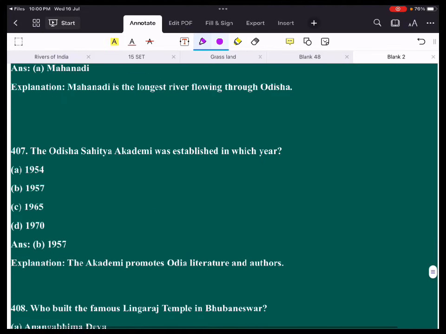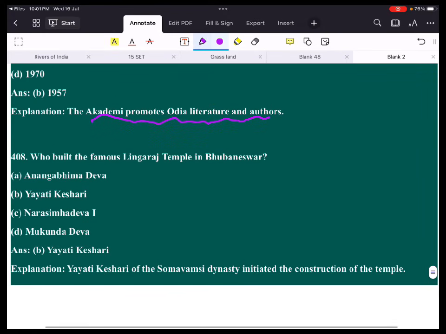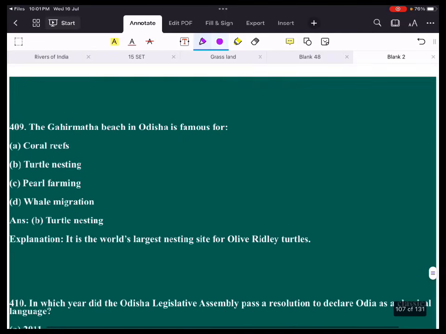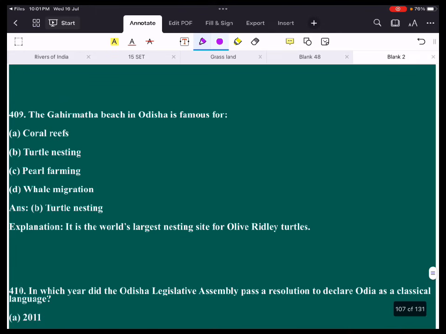The Odisha Sahitya Academy was established in which year? That is in 1957. The academy promotes Odia literature and authors. Who built the famous Lingaraj temple in Bhubaneswar? Yayati Keshari of the Somavamsi dynasty initiated the construction of the temple. Option B. Gahirmatha beach in Odisha is famous for turtle nesting. Option B.